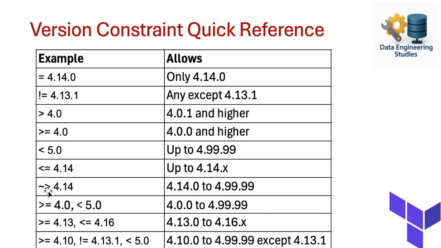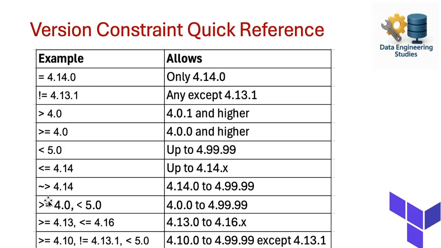The next is the tilde operator. If you specify tilde operator greater than 4.14, it means to stay in the 4.14 series. So you get 4.14.0 through 4.99.99. This allows minor and patch updates but prevents major version changes.